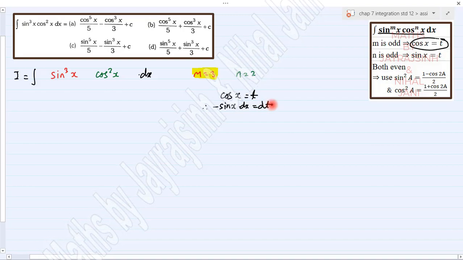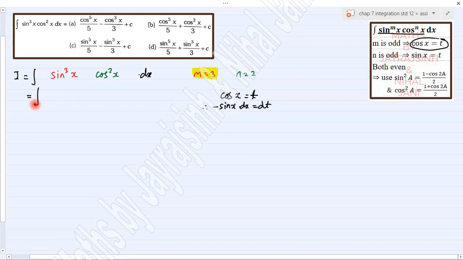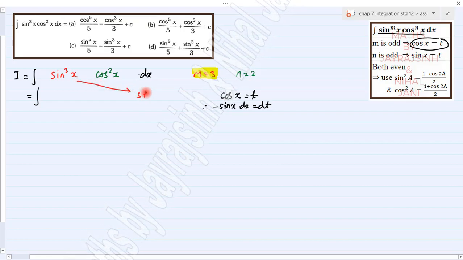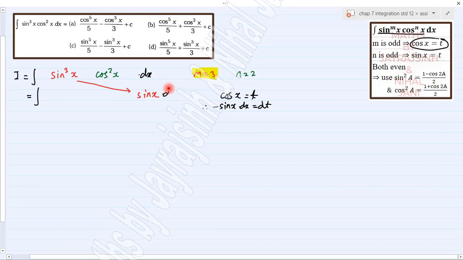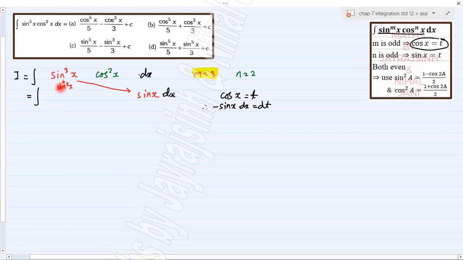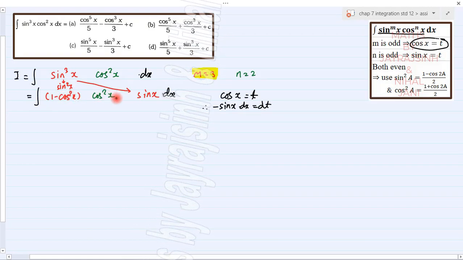But before we go for modification, let's simplify our question. We need 1 sin x within the multiplication of dx. So 1 power of sin x should move to the multiplication of dx. Now, the remaining sin square x should be converted into a function of cos x. So let's simplify this sin square x as 1 minus cos square x, and the cos square x will remain as it is.